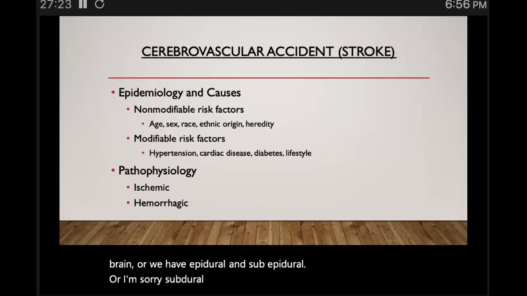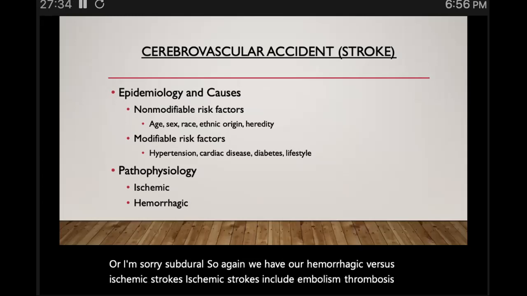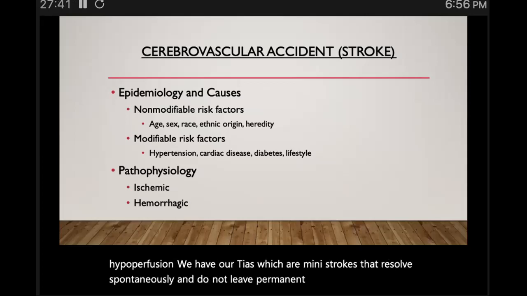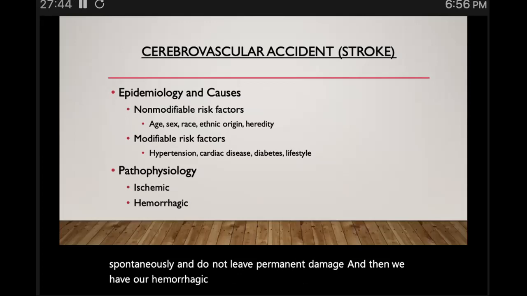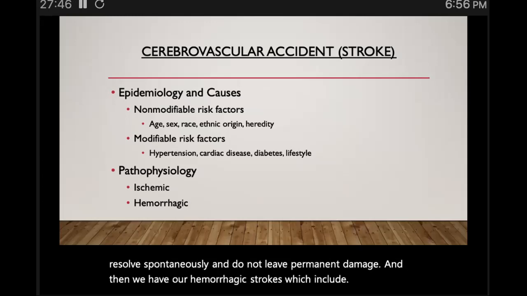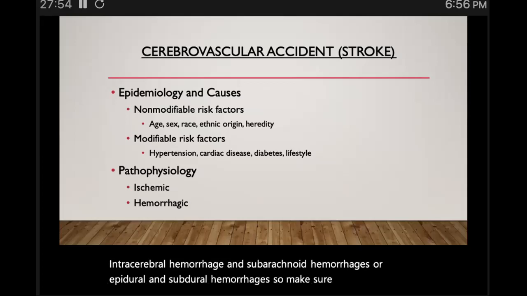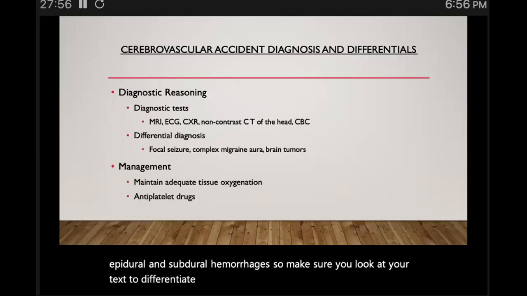So again, we have our hemorrhagic versus ischemic strokes. Ischemic strokes include embolism, thrombosis, and hypoperfusion. We have our TIAs, which are mini strokes that resolve spontaneously and do not leave permanent damage. And then we have our hemorrhagic strokes, which include intracerebral hemorrhages, subarachnoid hemorrhages, or epidural and subdural hemorrhages. So make sure you look at your text to differentiate those two different categories of strokes.